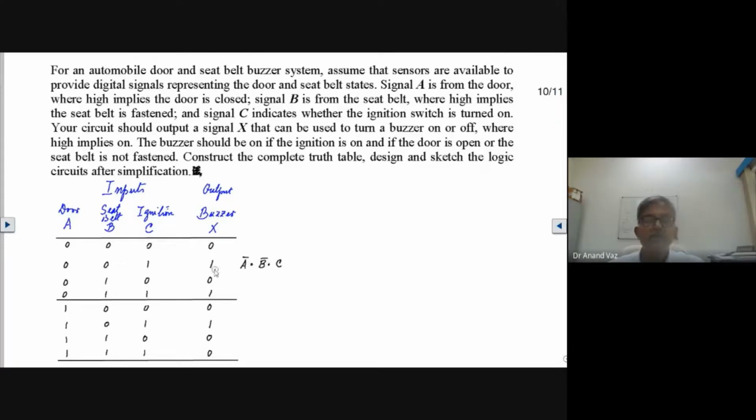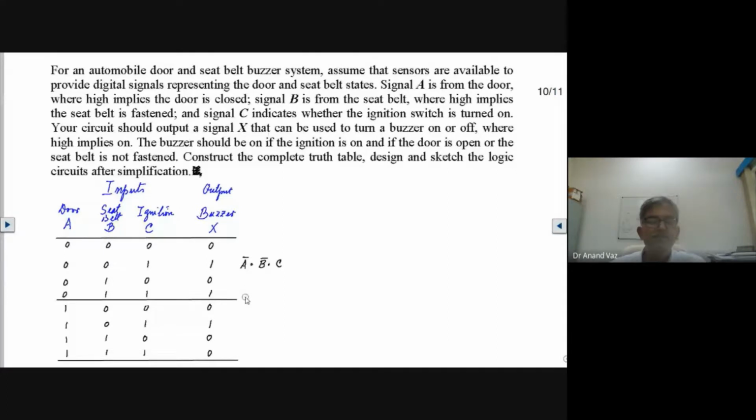Now you can see the property of this fundamental product is that it will be 1 only for this particular pattern of A, B, and C. Only when A is 0, B is 0, and C is 1. It will give you 0 output in all the other cases. So this becomes one product. It's called a product, but it's just a combination of AND operations.